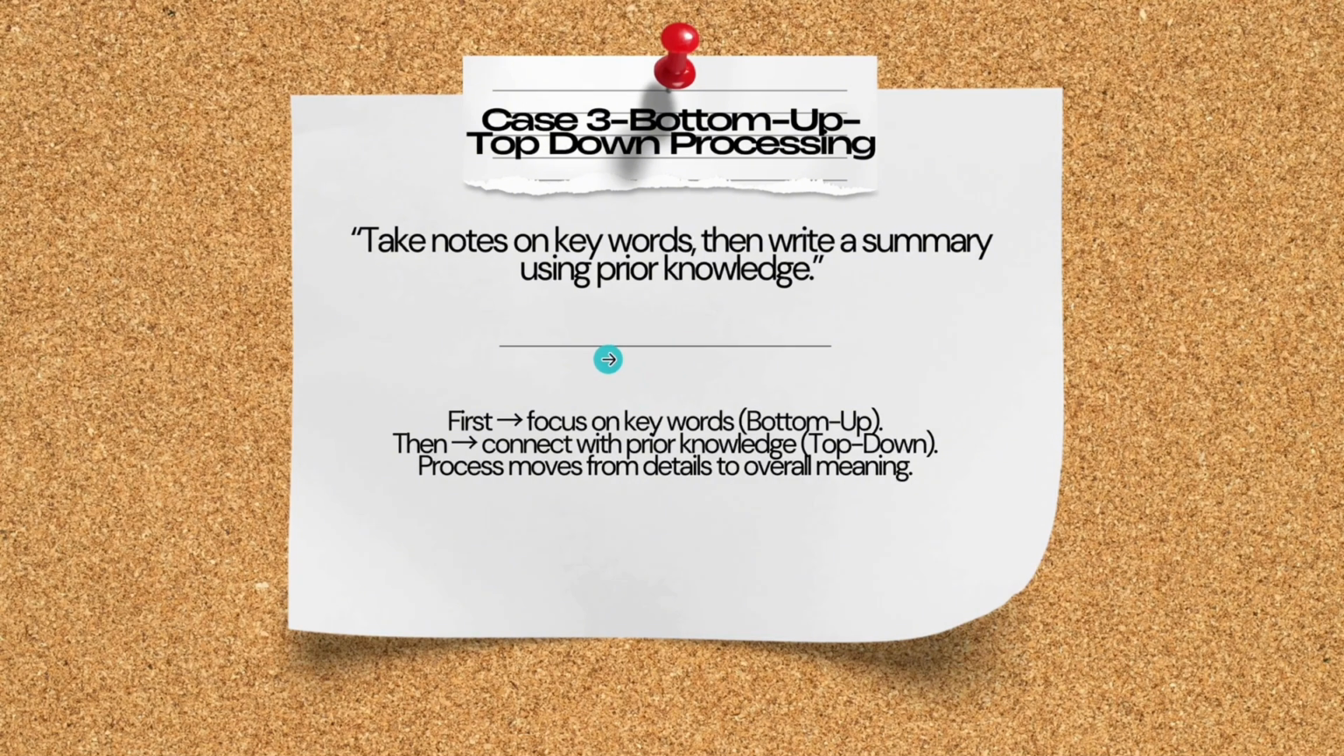And then we use top-down processing when we connect those keywords with our prior knowledge and background understanding to create a meaningful summary. So the process starts from details and moves to overall meaning. That is why this activity is classified as bottom-up to top-down processing.